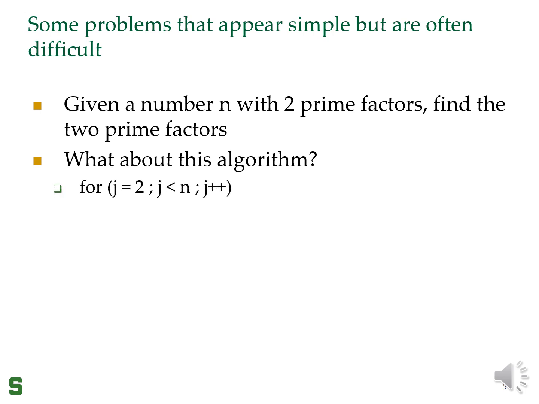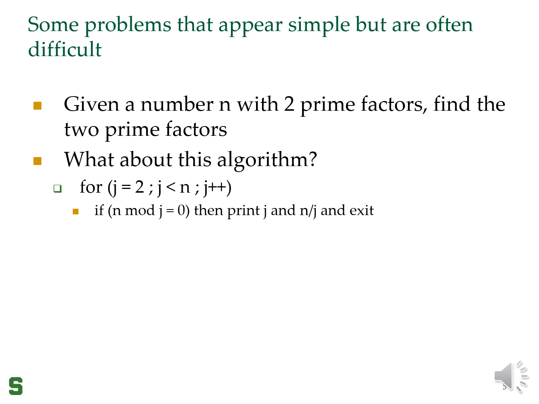Now, let's imagine that we use this algorithm. This is a fairly simple algorithm. For j is equal to 2, j less than n, j plus plus. If n mod j is 0, then print j and n comma j, because those are the 2 factors, and exit. Otherwise, keep going.